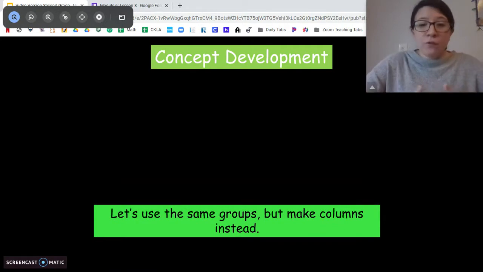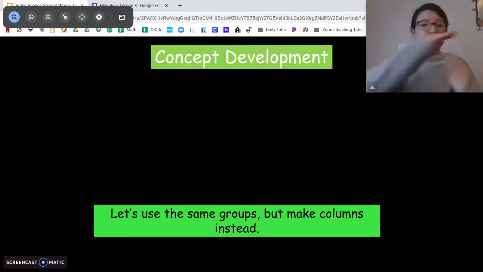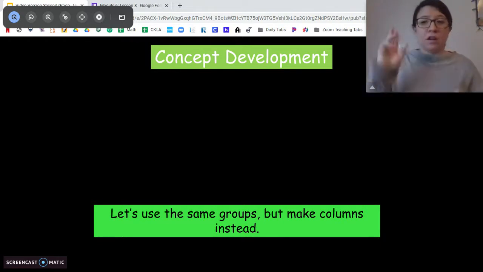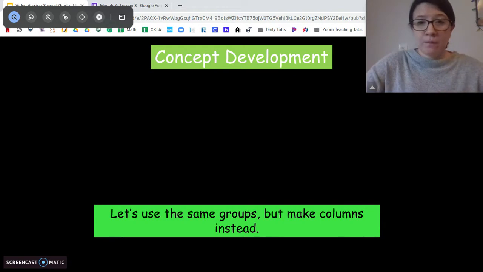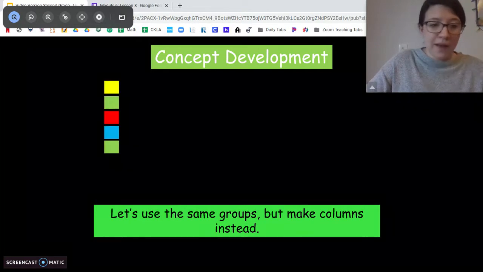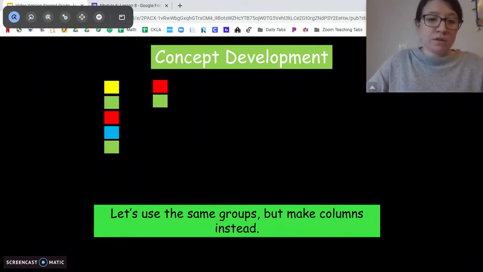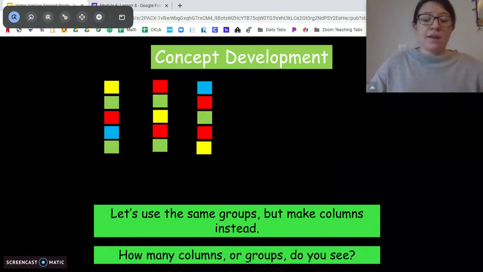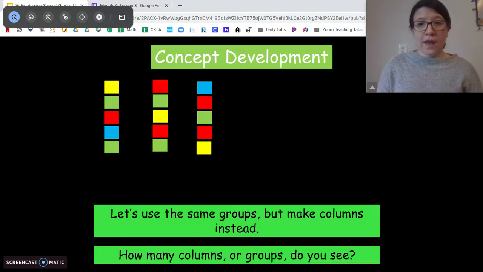So instead of rows this time, I want you to make columns. Okay, so your rows are going to turn into columns. So use the same number of tiles, just switch it into columns. So pause and do that now. Okay, so it should look like this. 1, 2, 3, 4, 5, still using the same numbers. 1, 2, 3, 4, 5. 1, 2, 3, 4, 5. Good. How many columns do we have?